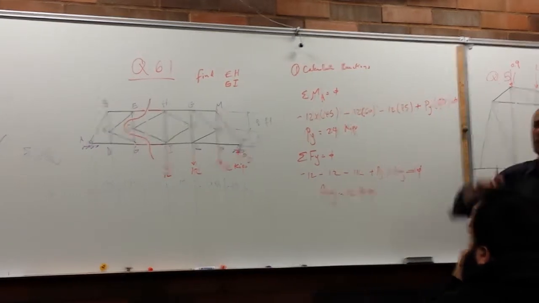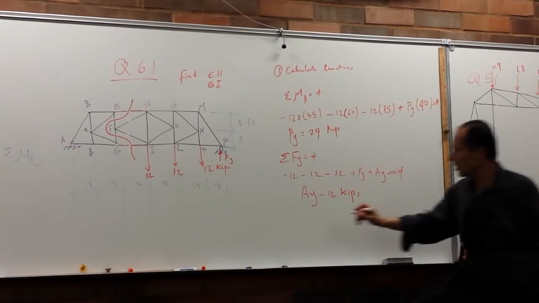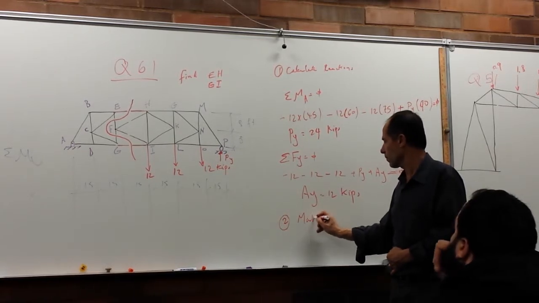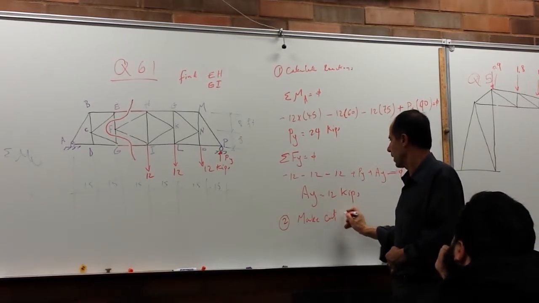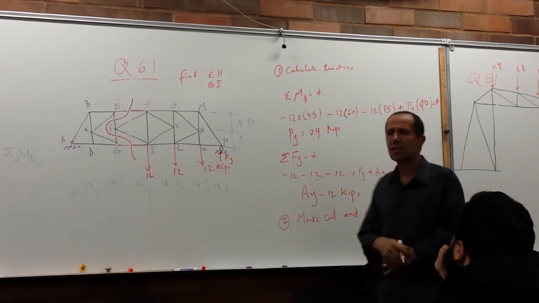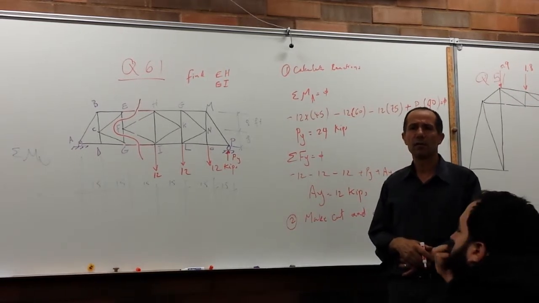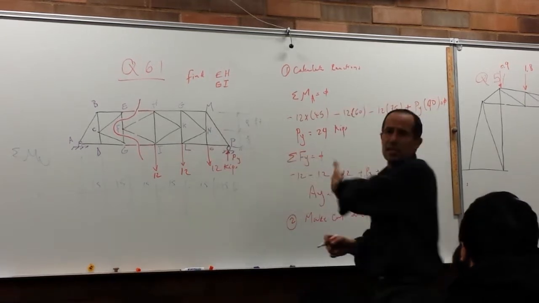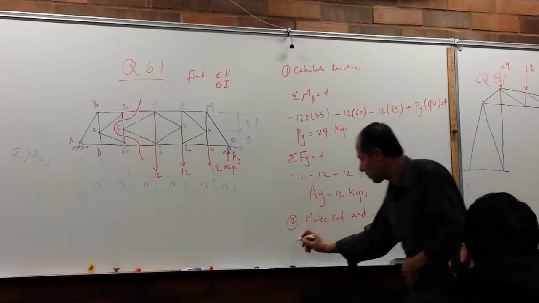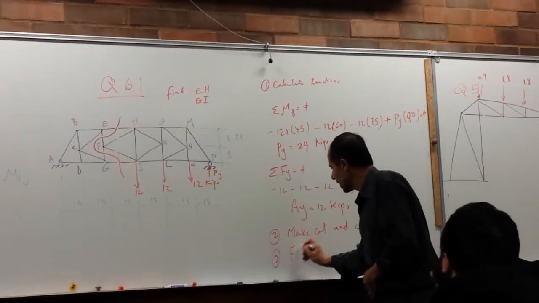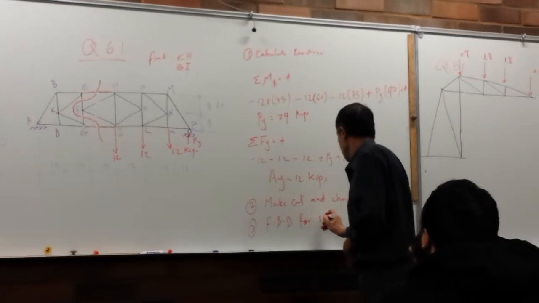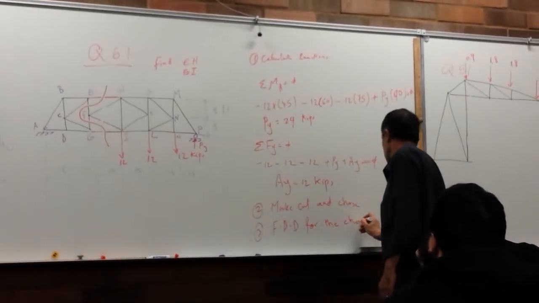That is number one. Number two, make the cut and choose which side. Which side do you want to deal with? This side or this side? Left side. The left side is easier. Number three, free body diagram for the chosen cut.